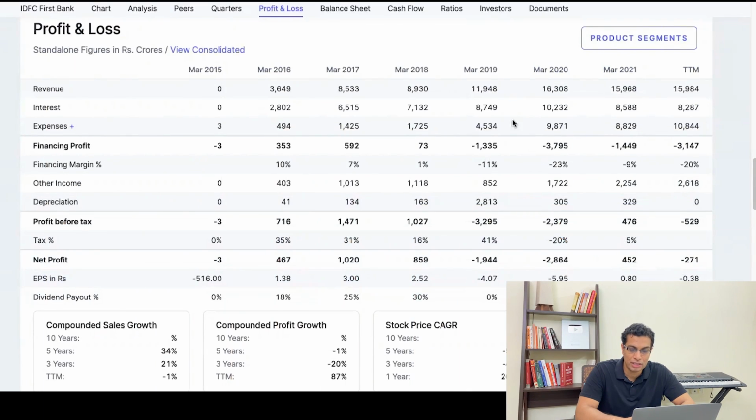You might see that for the last several years, the financing profit has been negative. This is a slightly worrisome sign. The reason is slightly worrisome, but first let me explain what financing profit means.